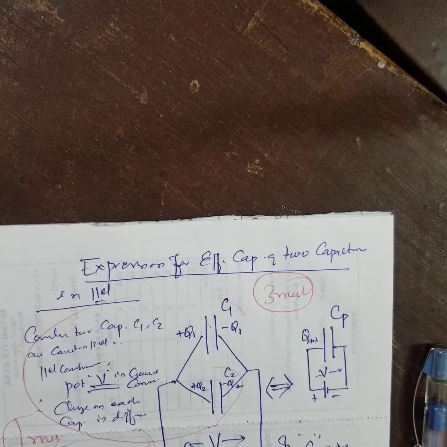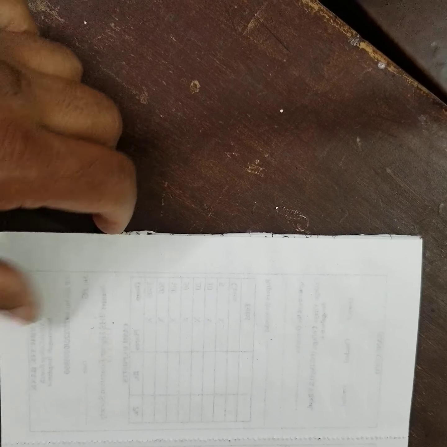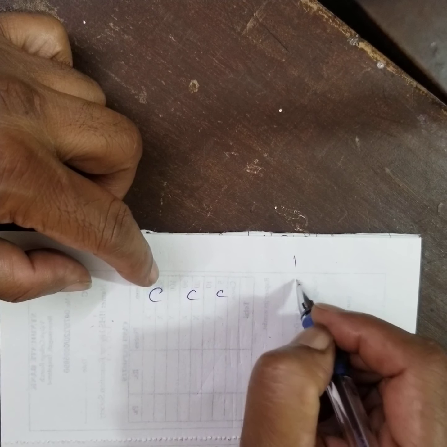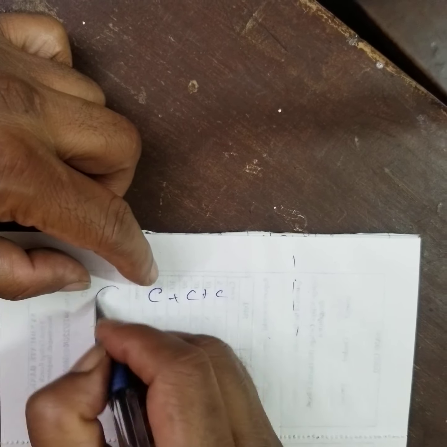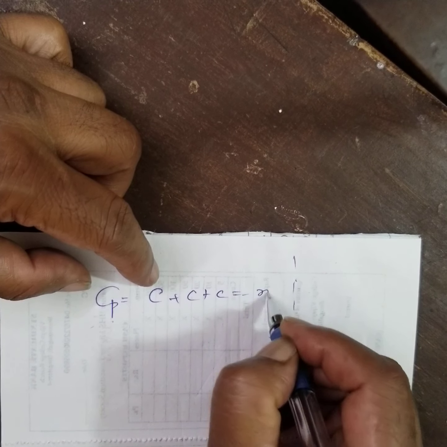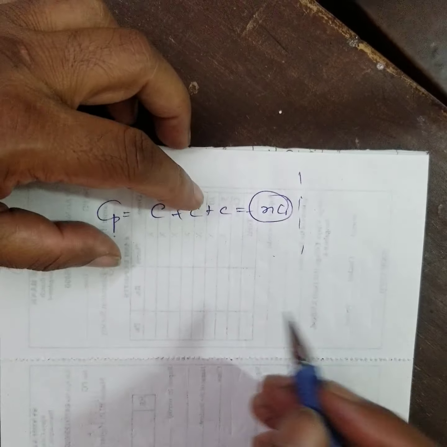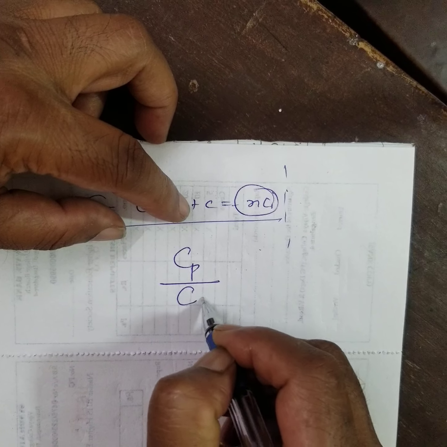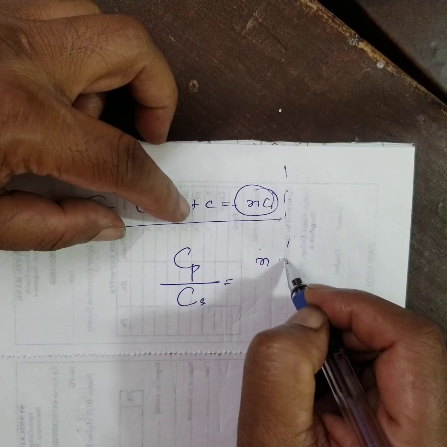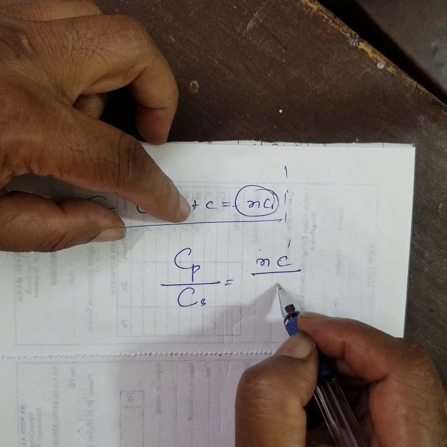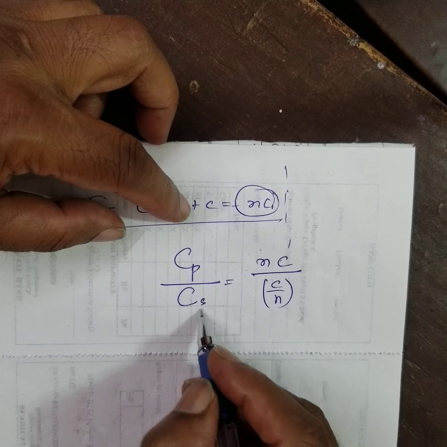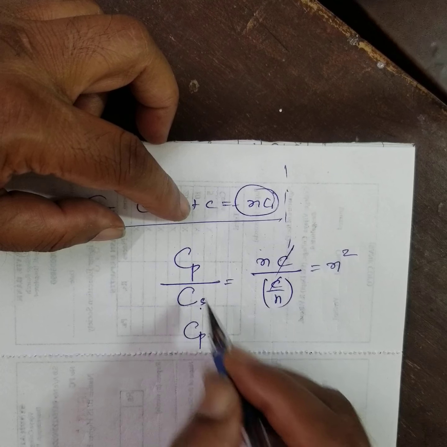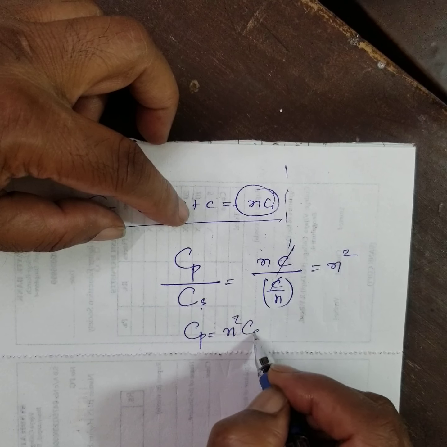And what are the related questions they will ask in the entrance exams? Suppose everything is connected in parallel, then the effective capacitance is equal to N times C. Now, when you compare Cp by Cs: Cp is N times C, and Cs is C by N. The C's get cancelled, and this is N square. Therefore, effective capacitance in parallel is equal to N square times that in series.